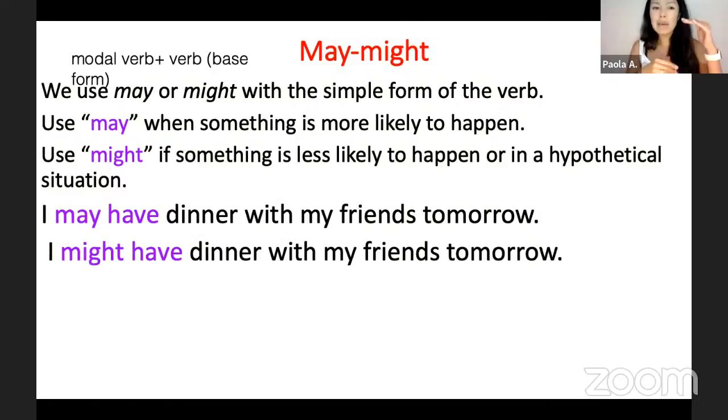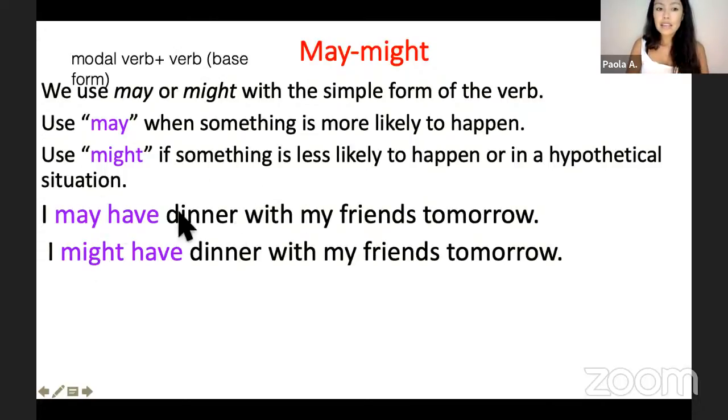But when I say I might have dinner with my friends tomorrow, it's like the past tense of "may." "Might" is the past tense of "may." So if you have an idea of the word, you understand the difference between the present and the past. May, might.